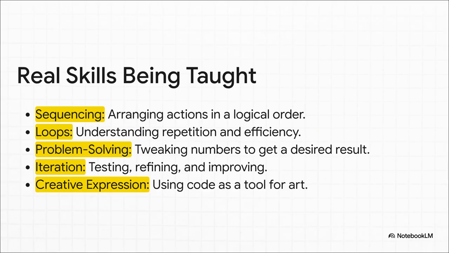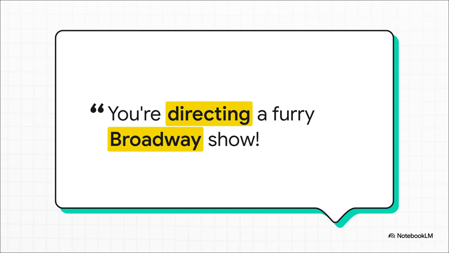When a kid is dragging and dropping those blocks, they're learning about sequencing. When they grab that repeat block, they're starting to understand loops and efficiency. And when they're fiddling with the numbers to get that spin just right, that's problem solving, that's iteration. And the whole time, they're learning that code is just another tool for creative expression. And the tutorial just captures this feeling of empowerment so well with this one line. You're not just a coder. You're a director, a choreographer, an artist. You're basically directing your own furry Broadway show. I love that.